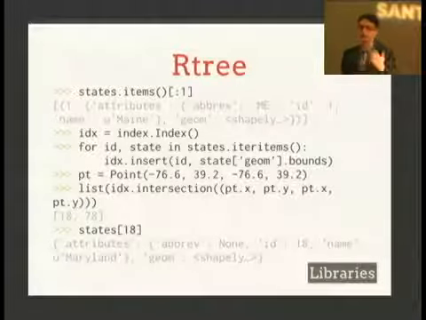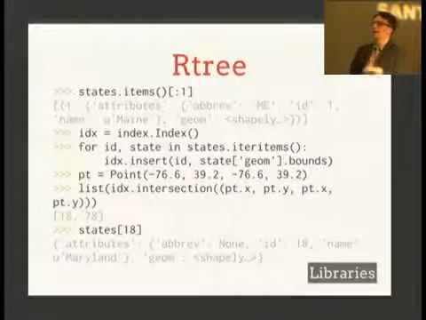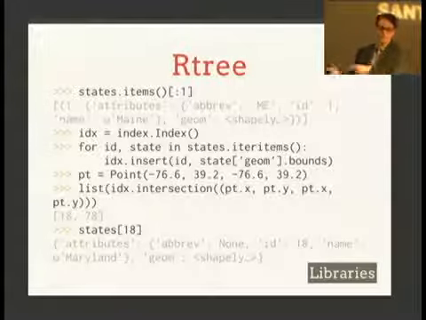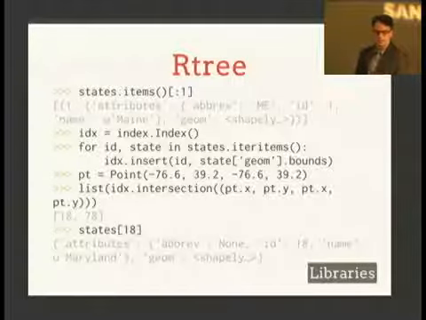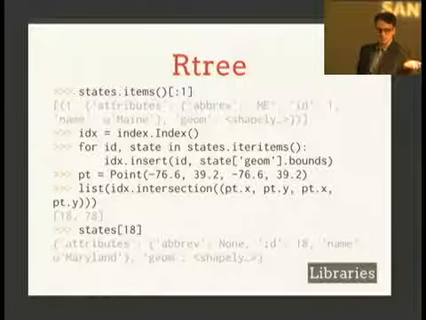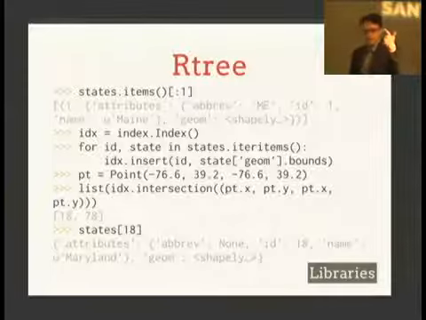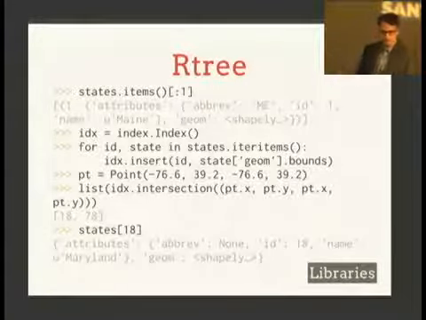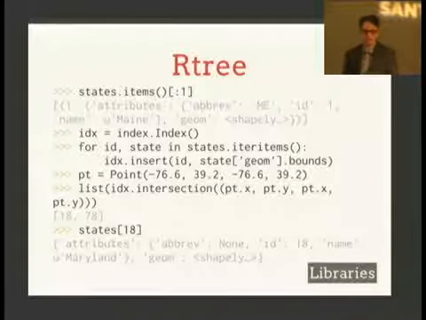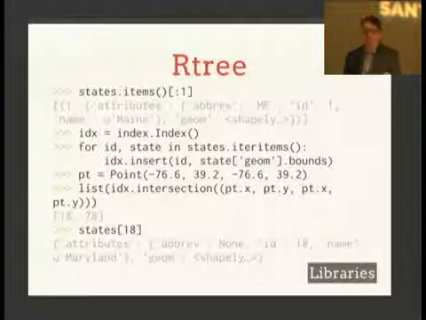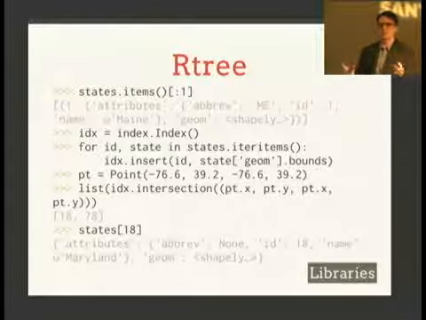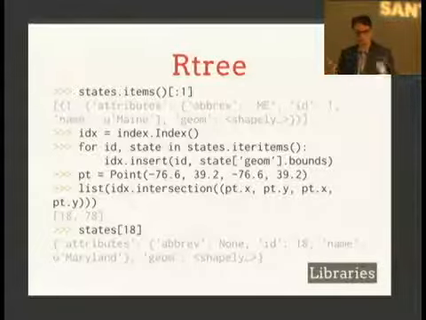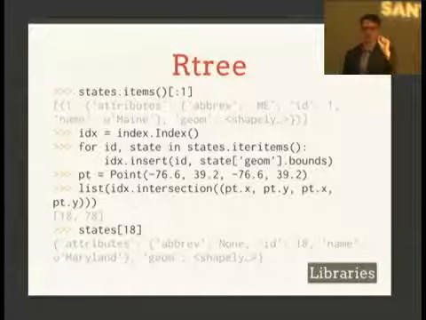And here's an example of working with Rtree. The Rtree Python library wraps libspatialindex. And let's say that we have a collection of state features. They have a primary key, some attribute data, and a geometry. That geometry could be a Shapely geometry. We create our index, we iterate over our features, and we insert into that index that primary key and the bounding box of our feature's geometry.